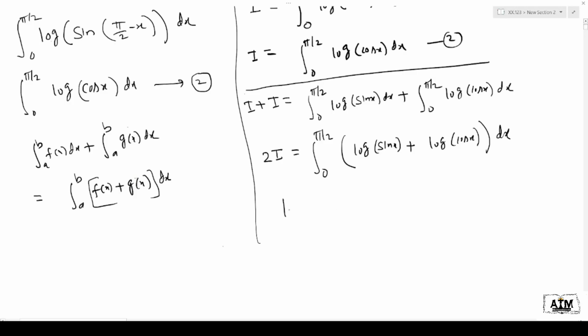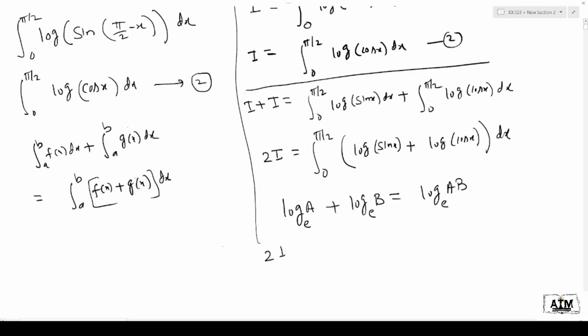After that, we know one property of logarithm, that log a plus log b is equal to log of a into b, a is multiplied by b. This property can be utilized only when the logarithmic bases are the same, that is log a to the base e and log b to the base e. When the bases are equal, then only you can apply this property. So the sum to multiplication property of logarithm.